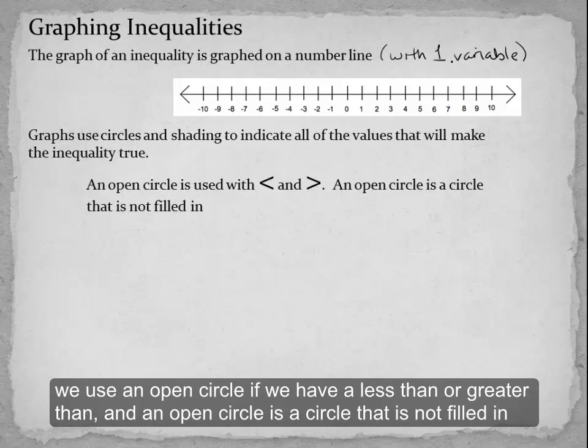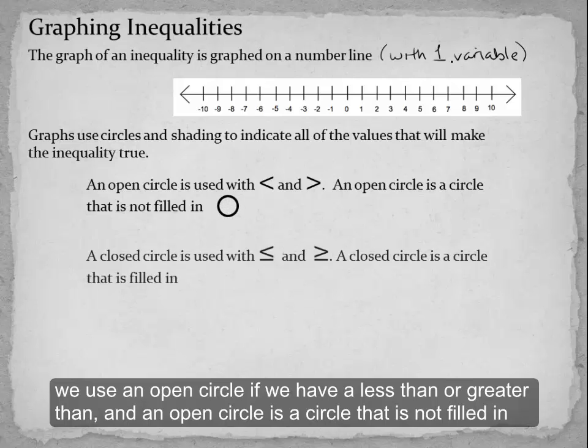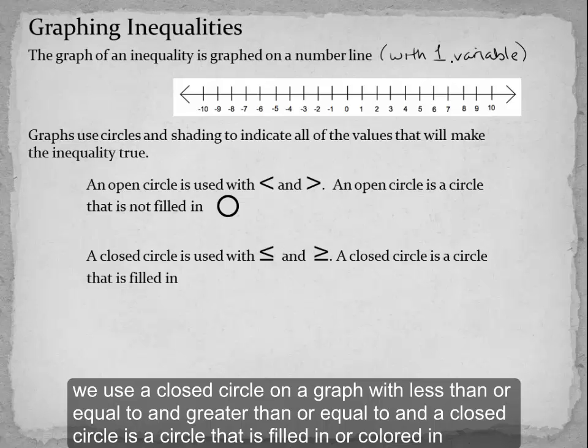We use an open circle on our graph if we have a less than or a greater than, and an open circle is a circle that is not filled in. We use a closed circle on a graph with less than or equal to and greater than or equal to, and a closed circle is a circle that is filled in or colored in.